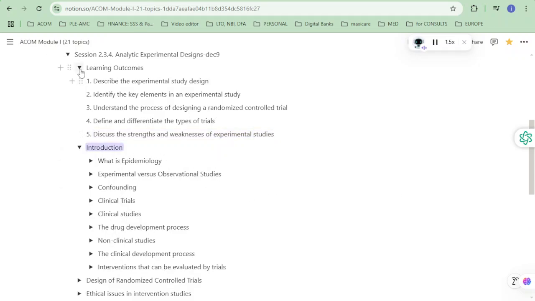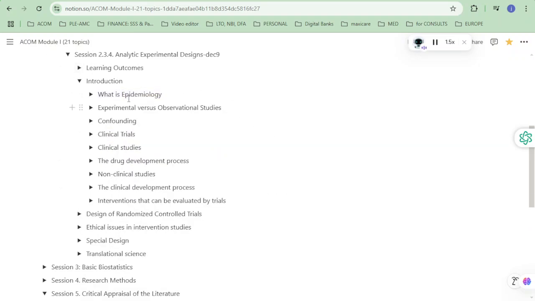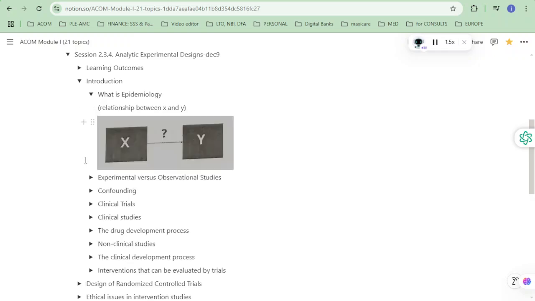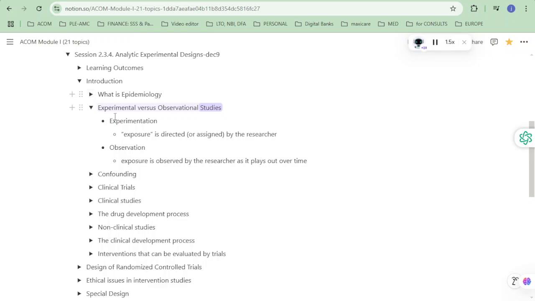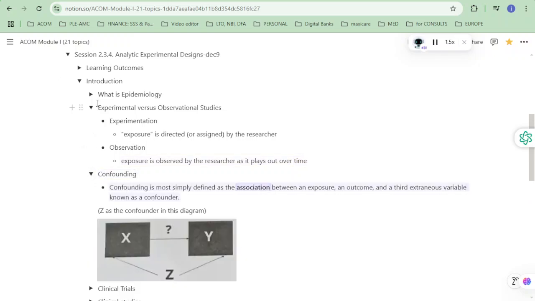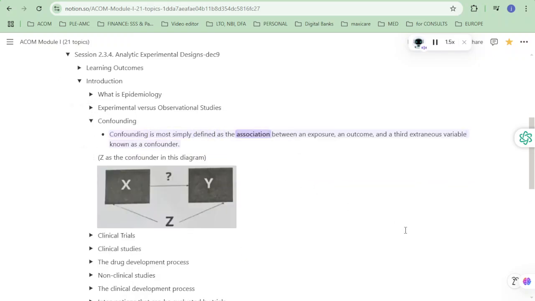Introduction. What is epidemiology? Relationship between X and Y. Experimental versus observational studies. Experimentation: exposure is directed, or assigned, by the researcher. Observation: exposure is observed by the researcher as it plays out over time. Confounding is most simply defined as the association between an exposure, an outcome, and a third extraneous variable known as a confounder. Z is the confounder in this diagram.